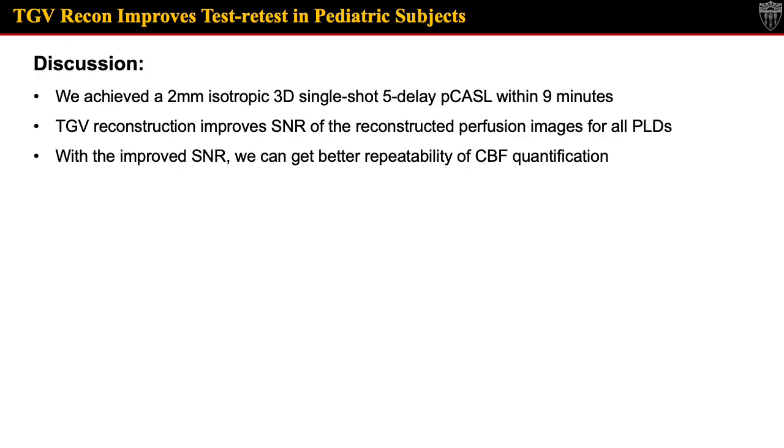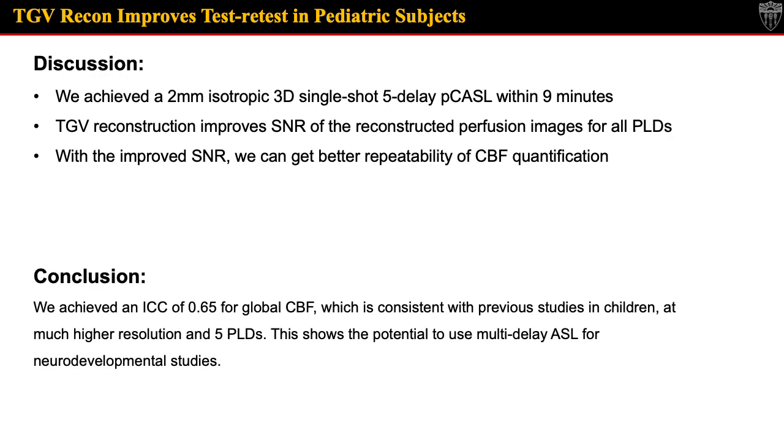In this study, we achieved the 2 mm isotropic 3D single-shot 5-delay pCASL within 9 minutes. We see that TGV reconstruction can improve SNR for the reconstructed perfusion images for all PLDs, and with the improved SNR, we can get better repeatability of CBF quantification. In conclusion, we achieved an ICC of 0.65 for global CBF, which is consistent with previous studies in children, with much higher resolution, and we also achieved 5 PLDs. This shows the potential to use multi-delay ASL for neurodevelopment studies.